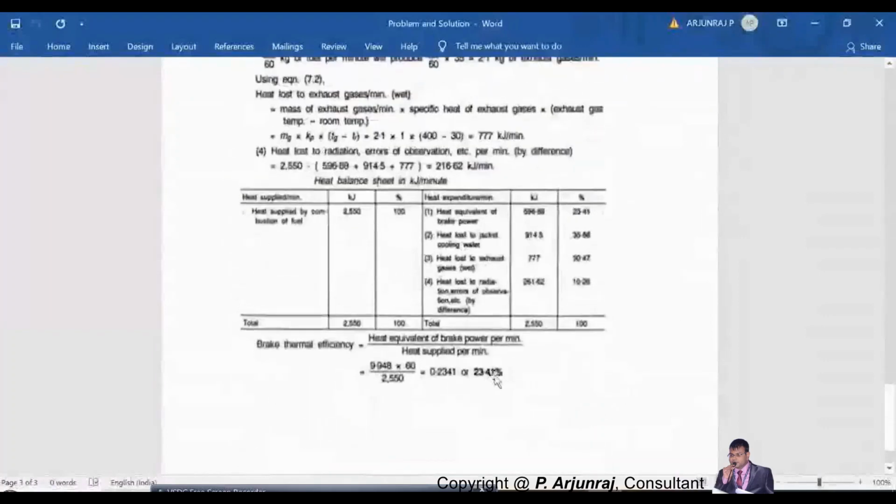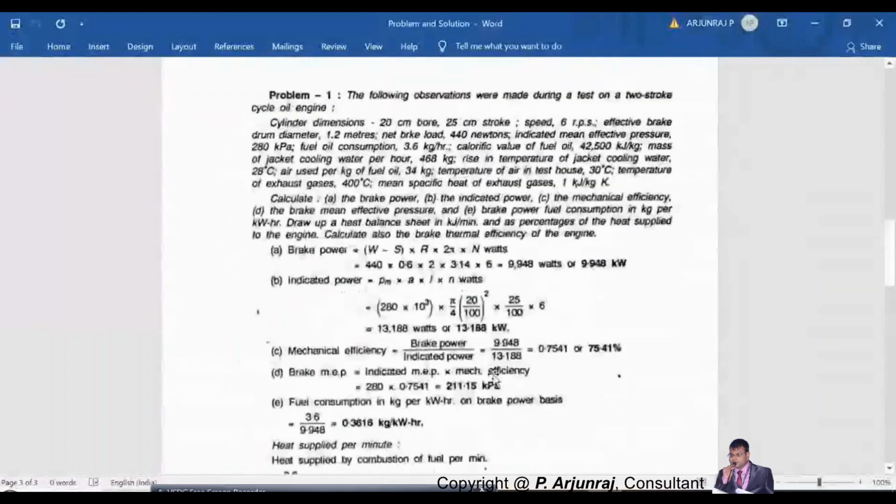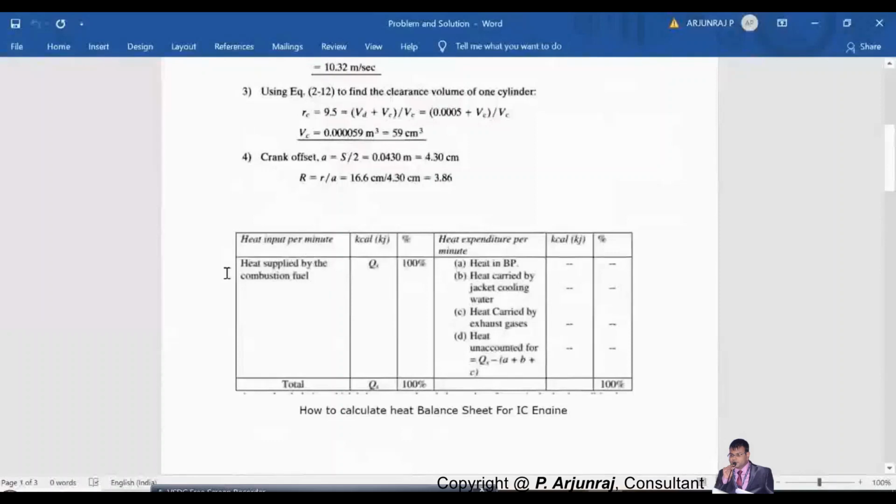Okay, so this is very much important with respect to the heat balance sheet. So this is the heat balance sheet. Normally you have the template. So in the heat balance sheet, what do you have to find out?